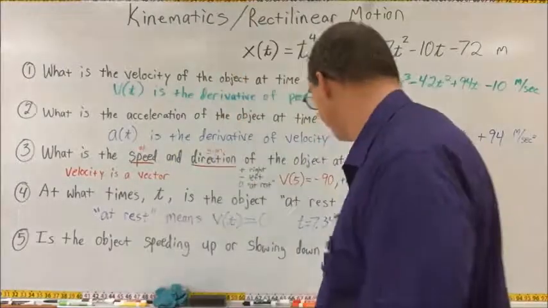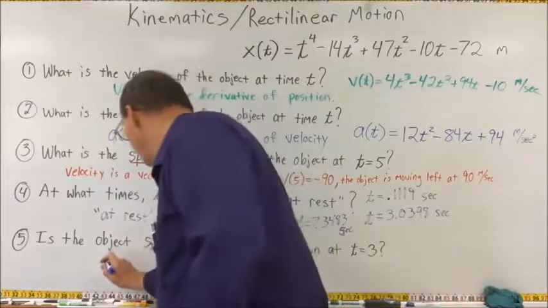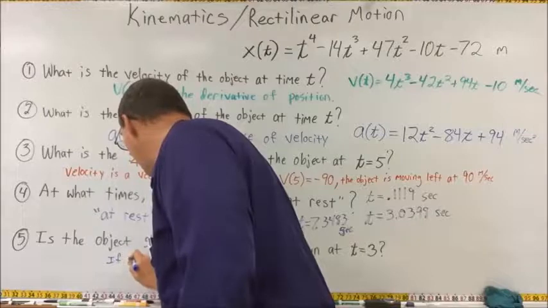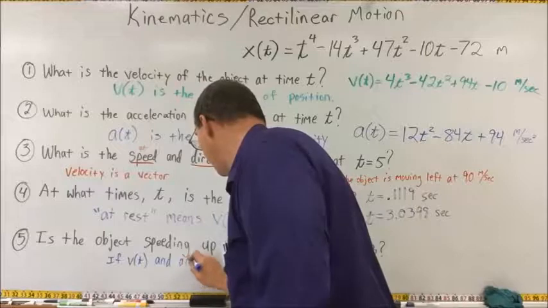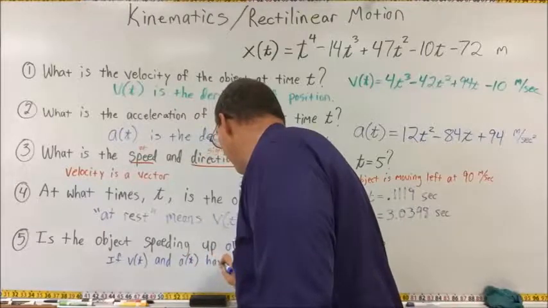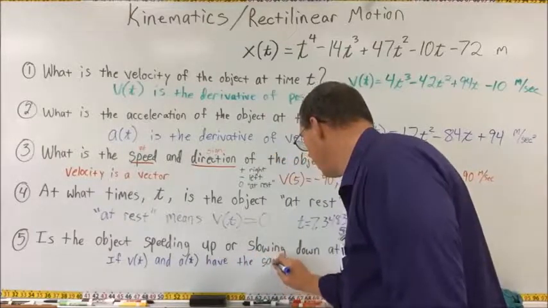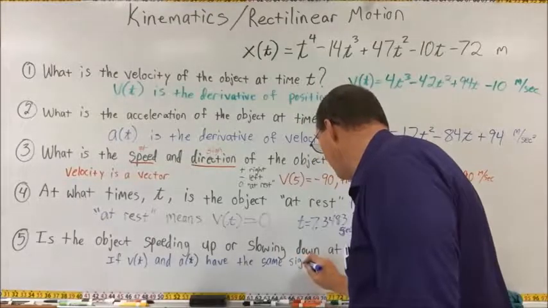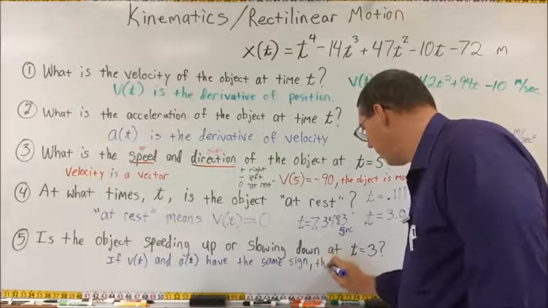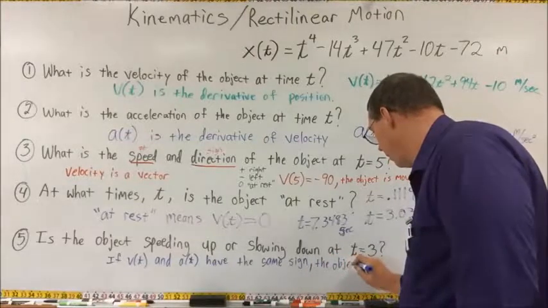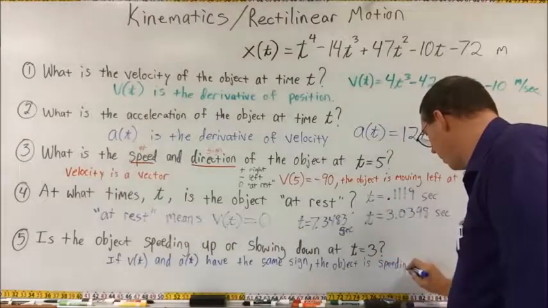So here's your rule. For the question of speeding up and slowing down, if velocity v of t and acceleration a of t have the same sign, either both positive or both negative, the object is speeding up.